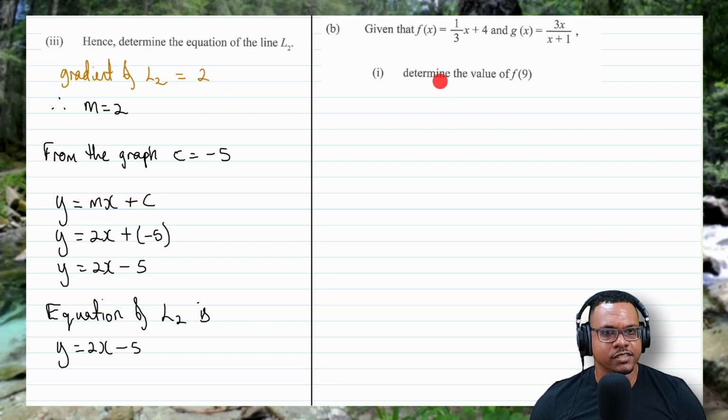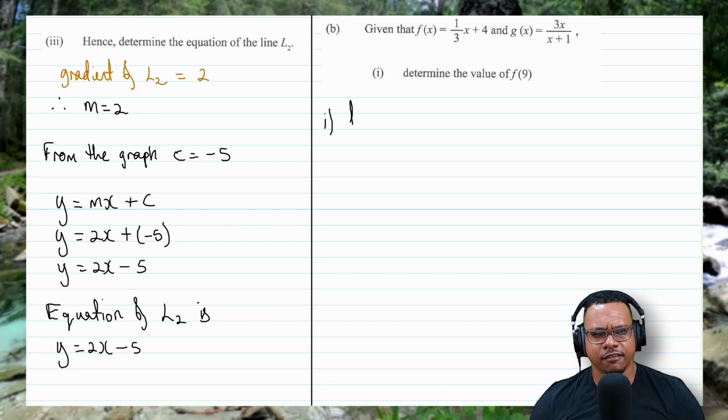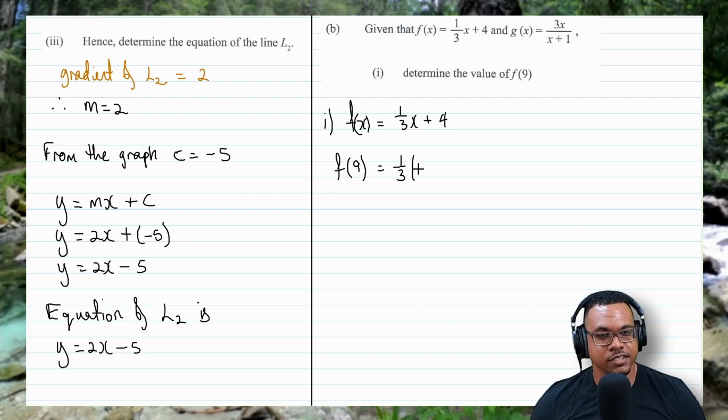Now for part 1, we want to determine what is f of 9. So we'll take the function f of x and replace the x with 9. For part 1, we have f of x is equal to 1/3 x plus 4. And of course, we're replacing that x with 9. So we're going to have f of 9 is equal to 1/3 multiplied by 9 plus 4.